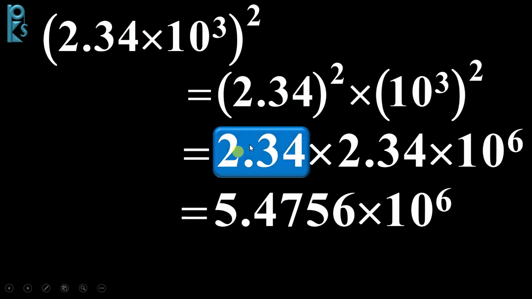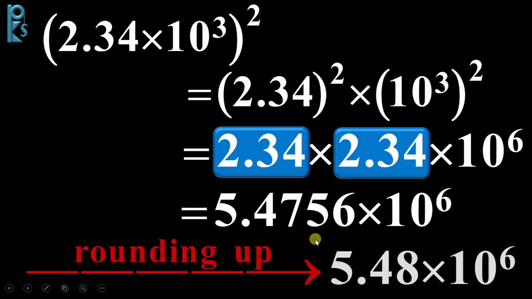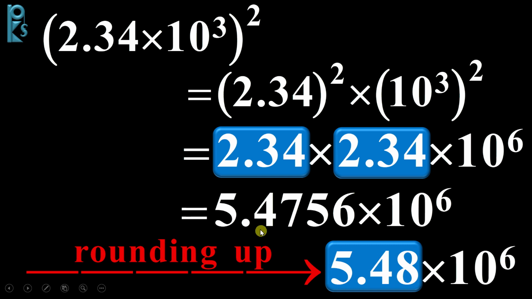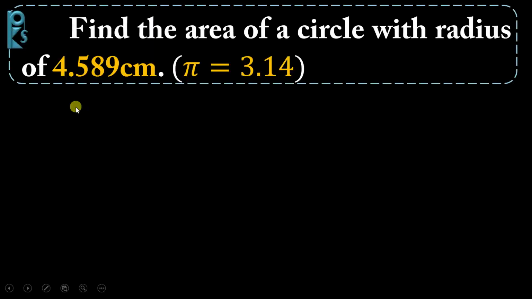But pay attention, here I have just 3 significant figures, the second term likewise, so the answer must have just 3 significant figures. I will keep 5, 4, and 7, and I should work on this 5. 5 and greater than 5 are rounded up, so after rounding up, I will get 5.48 times 10 to the 6. This is the answer. And the last example.